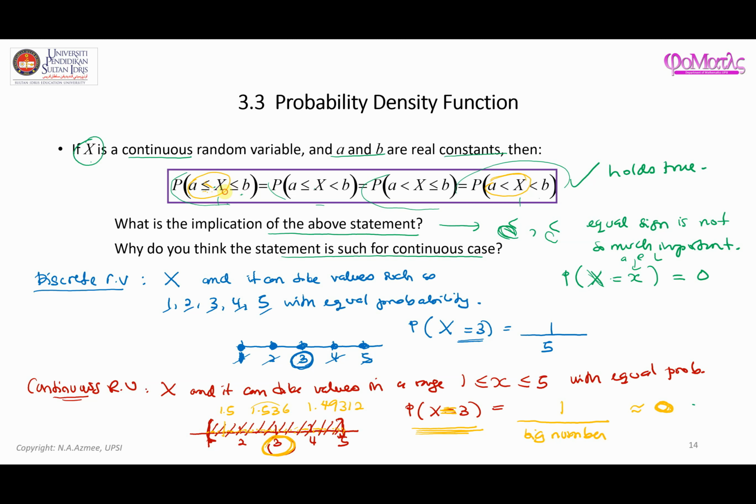And similarly, for example, the probability of x being less than or equal to b, the equal sign here doesn't matter because the probability of x equal to b is going to be 0, and therefore we can express it in terms of x less than b, so you will get the same result. And why we get the same result is because in a continuous random variable, the probability of x taking a specific value is going to be equal to 0.